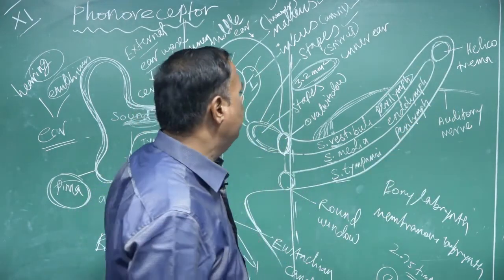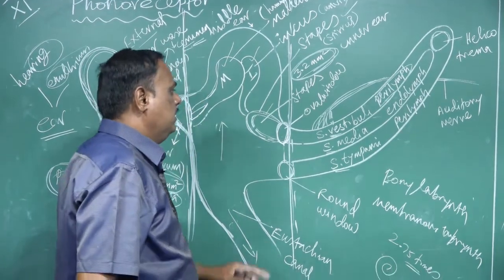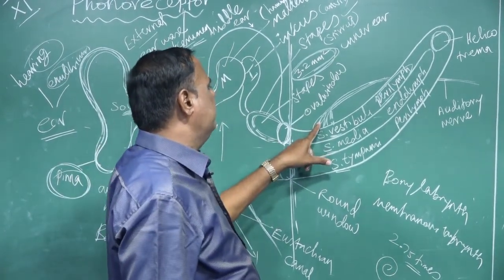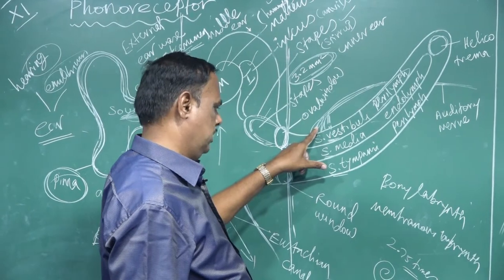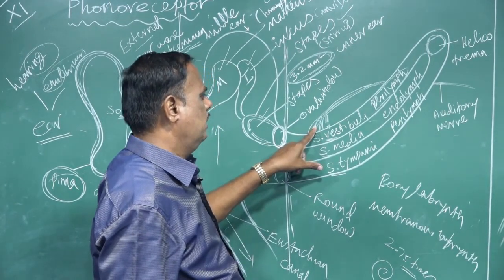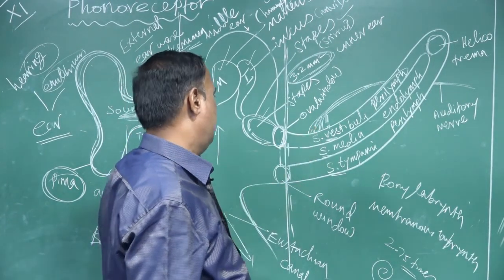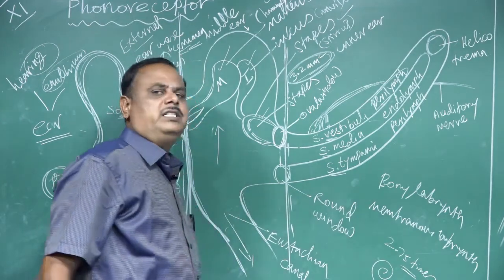What is that called? Helicotrema. In the cochlea, the nerve that is called the auditory nerve is connected. This is the structure of the ear.